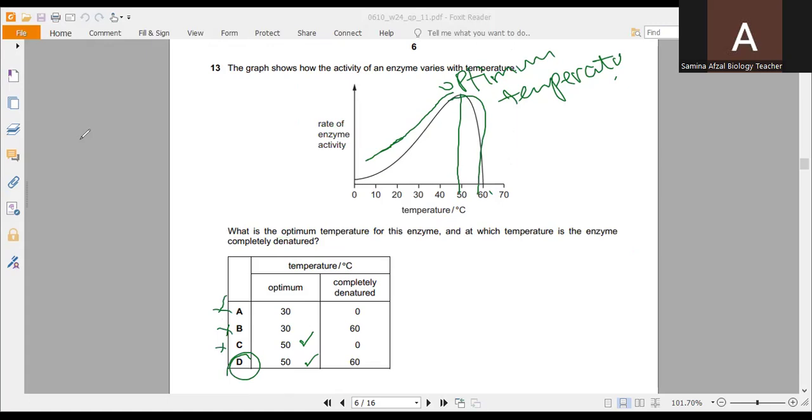A, B, and C are not correct because they are showing the optimum temperature 30, 30, and 50. 50 is the correct answer, but they have shown the completely denatured. When the enzyme is completely denatured, at 60 degrees centigrade, the enzyme is completely denatured.